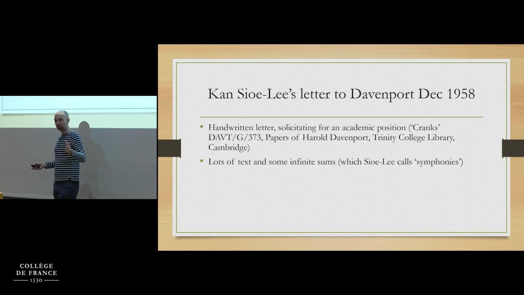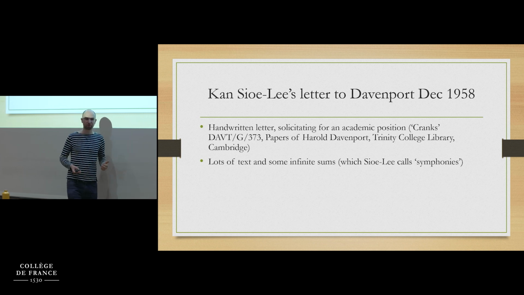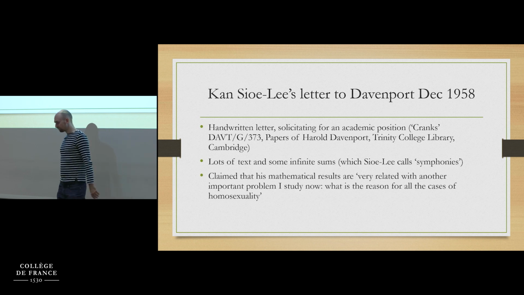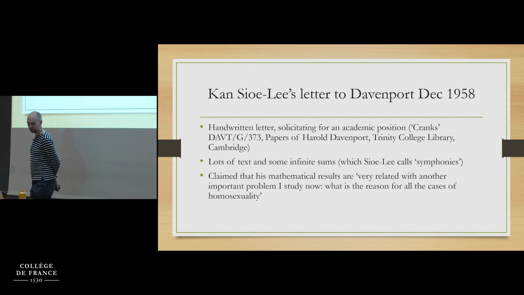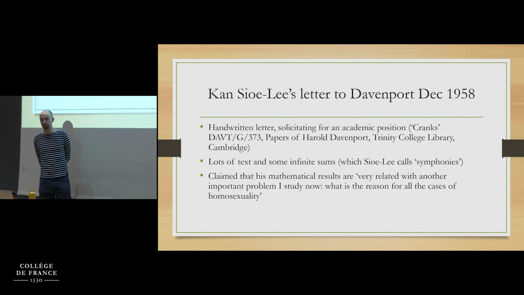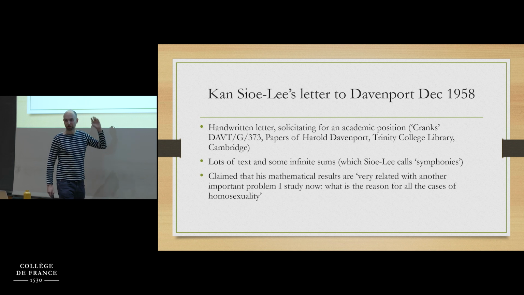These infinite sums are just kind of sprinkled in there. There's not much connection to the text. It's not explained why these infinite sums are relevant in any way. There are no proofs given. And then he goes on to claim that his mathematical studies are, and I quote, very related with another important problem I study now: what is the reason for all the cases of homosexuality? Without giving us any indication of how his symphonies connect to homosexuality.